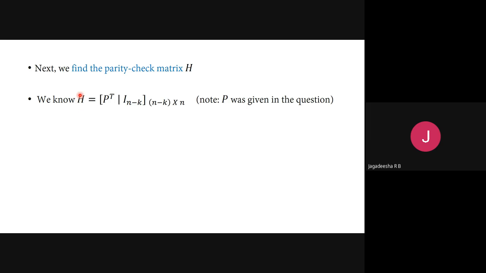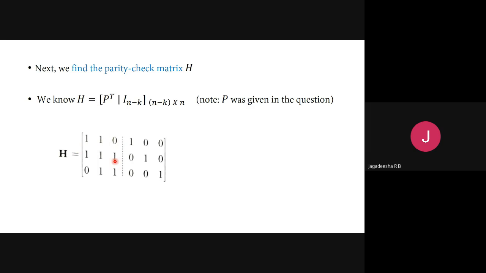So the receiver has to find out H. How will the receiver find out H? Because it knows the value of P. The transmitter and receiver have pre-knowledge of P. So using P, it can find out P transpose and the identity matrix. Yes, it can find the identity matrix by itself. So altogether, that is H. That is the parity check matrix.